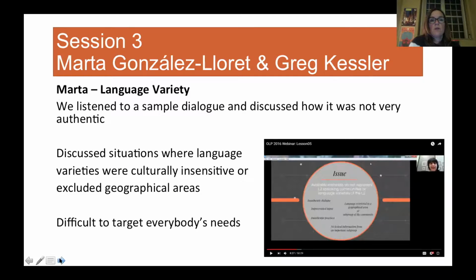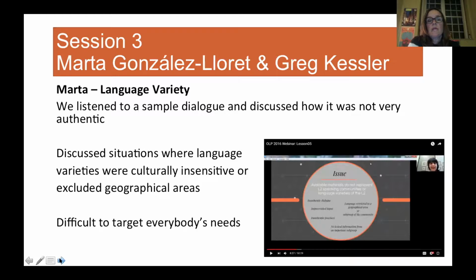Then we heard on session 3, Marta Gonzalez-Llore and Greg Kessler. So Marta talked about language variety. There's so many different types of language within each of our target languages. And how do we present all of those to our students? And how do we explain to them how that works, where they're spoken, what they should be using, what they might hear in different areas.